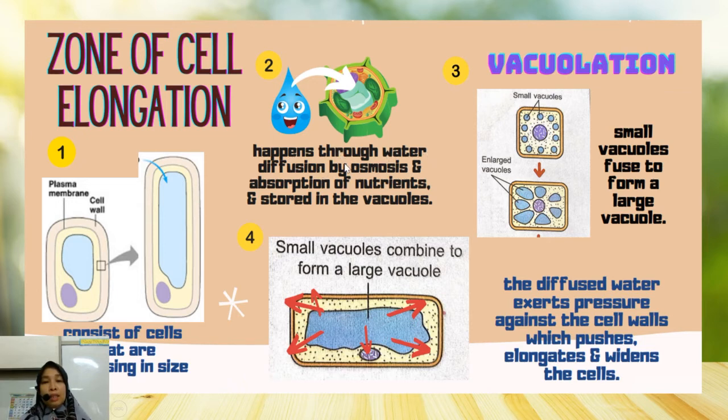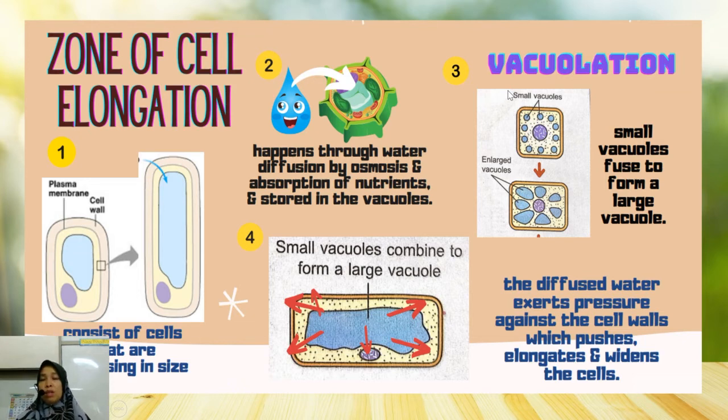Through water diffusion. Okay, water diffusion by osmosis and absorption of nutrients, and they are stored in the vacuole. What happens? All the water will be absorbed by osmosis, also the absorption of the nutrients, and all of this will be stored in the vacuole. Okay, so next we go to number 3.